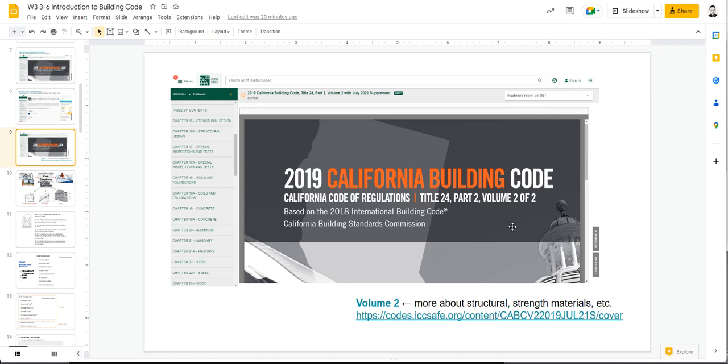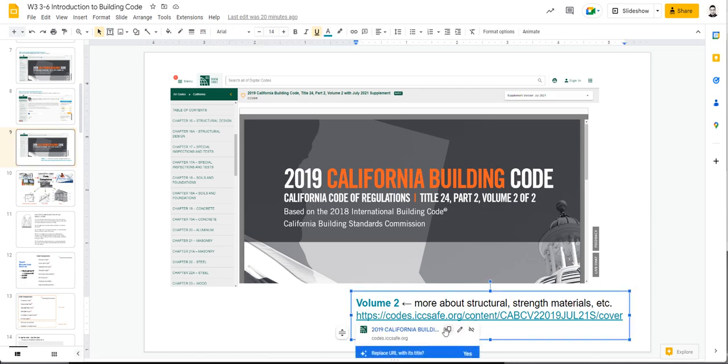So the volume two of the California Building Code is mostly about structural strength, materials, testing data, and all that other stuff. So structural engineers mostly use this to reference their strength of material standards. And there's a link here that you can click also to look at that one. So let's just try to look at it really quickly.